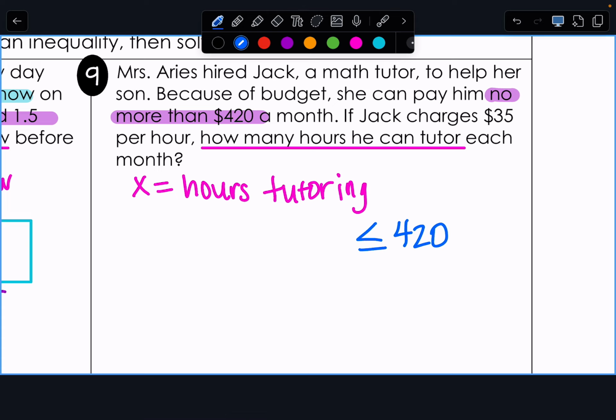Now, if we know that Jack charges $35 per hour, what do we need to do? What operation do we need to do with 35 and x? 35 per hour, multiplication. So it's 35x. $35 per hour. We're multiplying 35 and x. Okay, so there, priority number 1, we got it set up. How do we solve it?